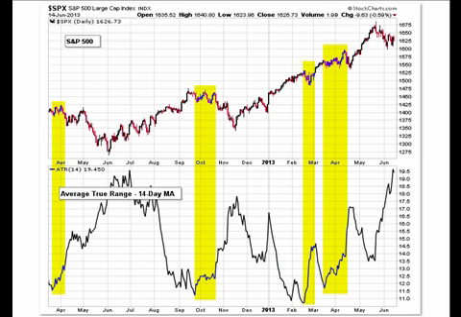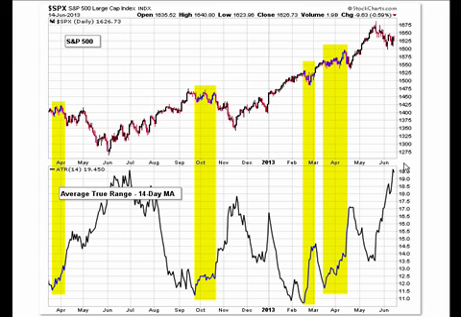S&P 500 up top versus the average true range on the bottom. This is very concerning. High volatility is characteristic of a topping pattern or a downtrend. It bothers me that the volatility has expanded as much as it has. If the market is going to move up here, I'm going to want to see volatility decline some. It's pretty much as simple as that.